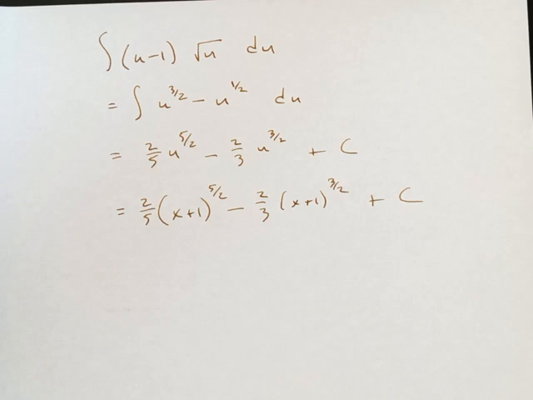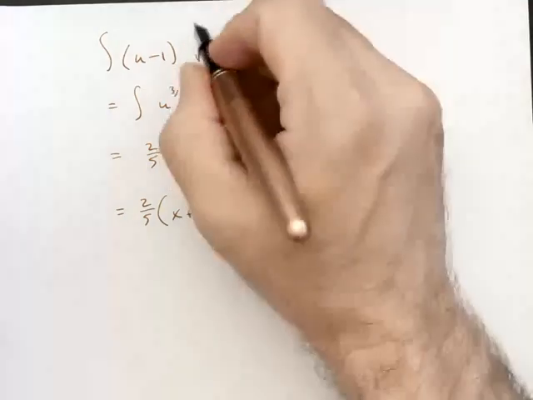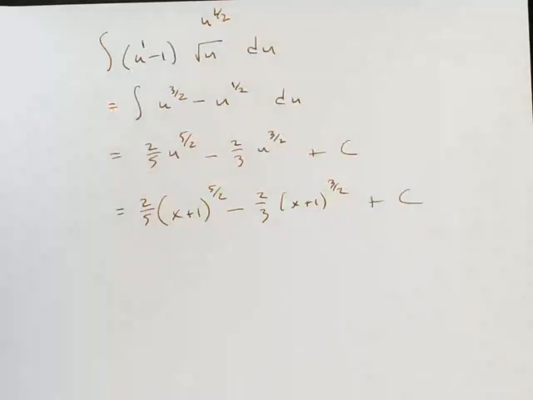Maddie, you're looking at me like I just hit you in the face with a fish. Talk to me. How did you get to, like, u to the 3 over 2 again? Oh, because this is u to the 1/2, and that's u to the 1. When you multiply them together, you add the powers. Yeah.